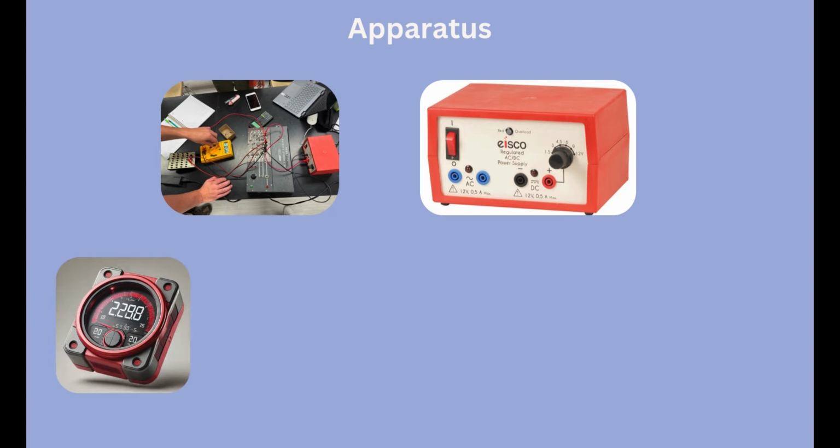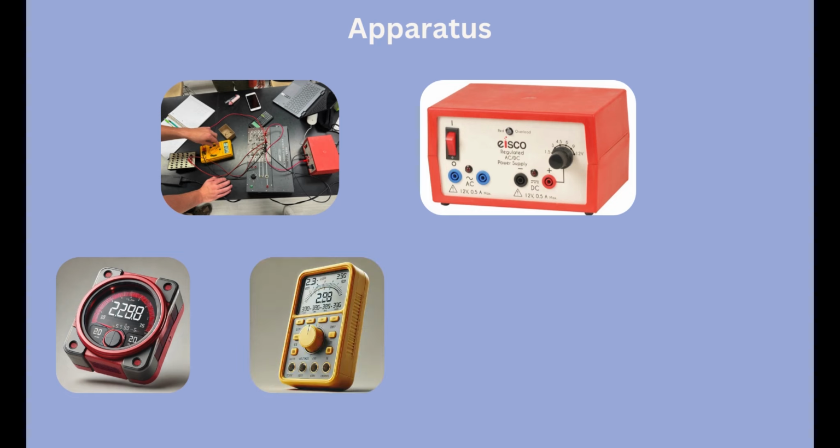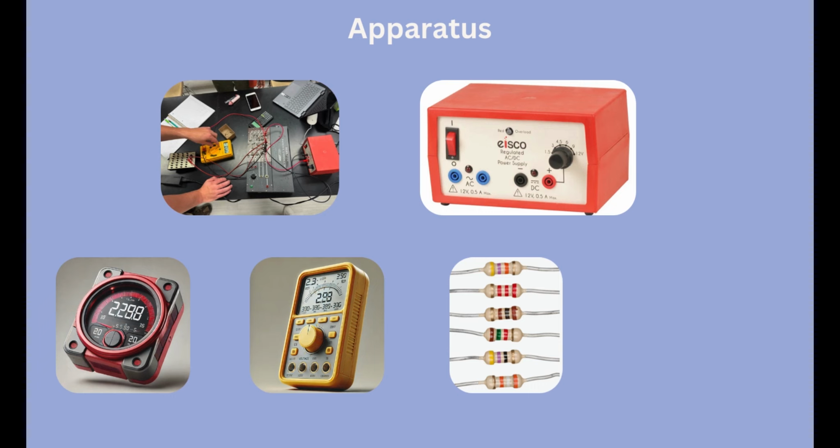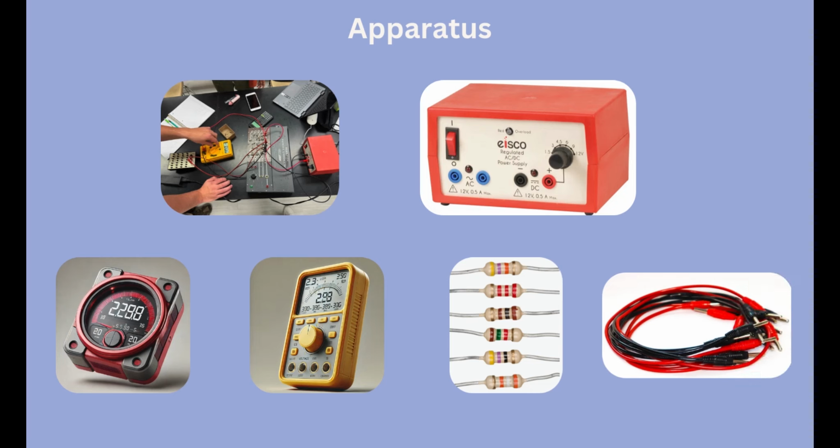And we need an ammeter. This is a tool that measures the electric current flowing through the circuit. It tells us how much electricity is moving. And we need a voltmeter. This tool measures the voltage. And of course, we need resistors. These resistors slow down the electric current. We'll use resistors that we know the value of and one that we don't know the value of. And lastly, we need connecting wires. These wires connect all the parts of the circuit together.